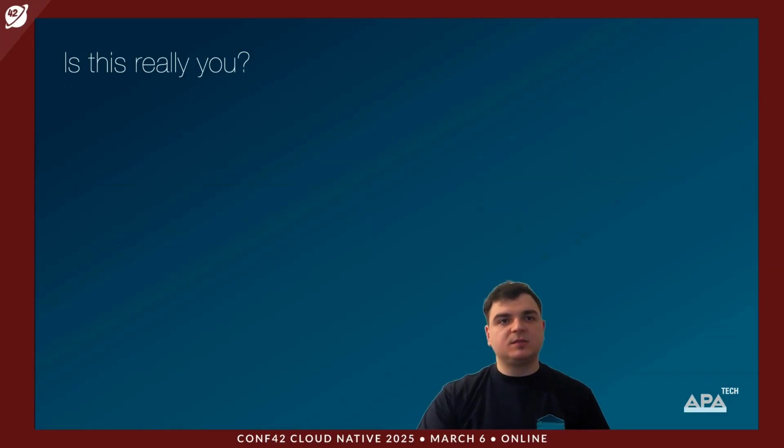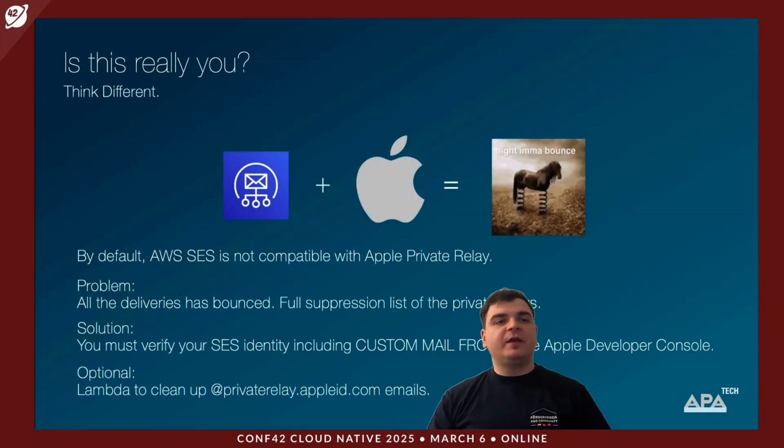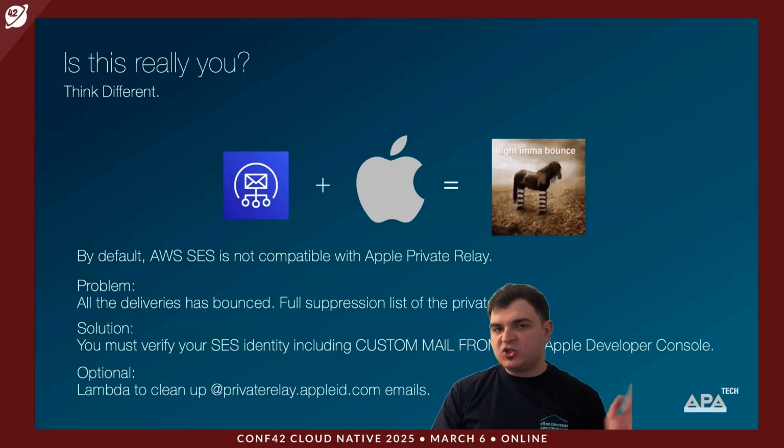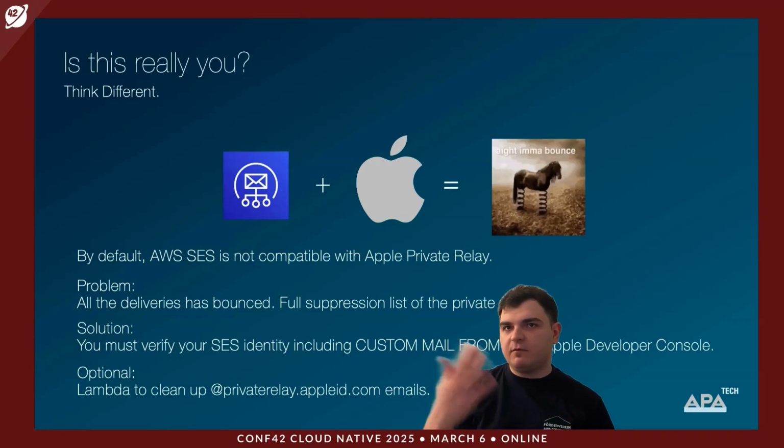Since I'm more oriented towards developers today, I would like to tell you one crucial point. SES out of the box is not compatible with Apple. Apple is actually doing great things, and I really like them, but there is an amazing feature called Apple Private Relay, where you can hide your real email from shady applications and services. By default, if you just send to the relay, you will have a bounce.